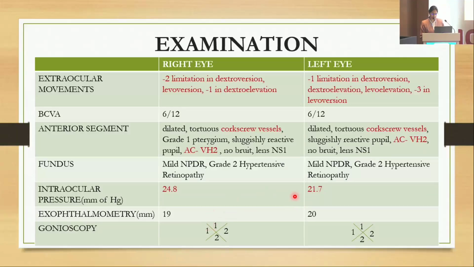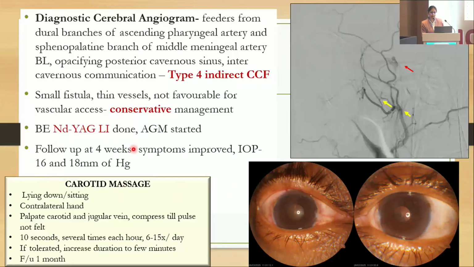So this patient was subjected to angiography as well as a YAG laser iridotomy. The angiography revealed a type 4 indirect CCF, and since the veins were too thin to access by the radiologist, they had advised conservative management.